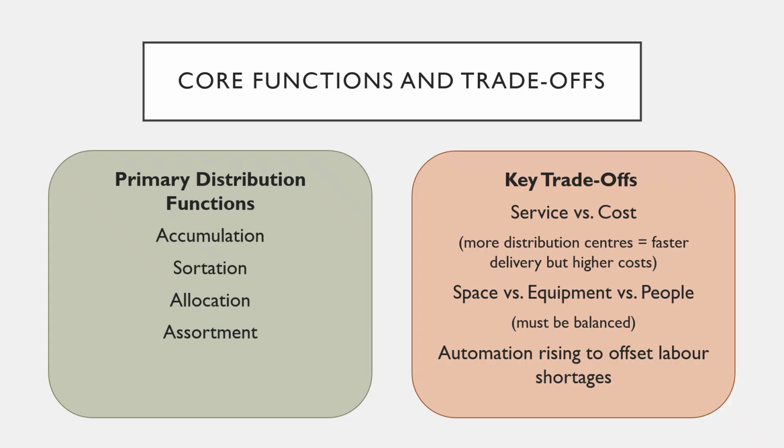But distribution also comes with trade-offs. For example, more facilities improve service but raise costs. Managers must balance space, equipment, and people to keep operations efficient. And today, many are turning to automation to reduce labor pressure and boost speed.